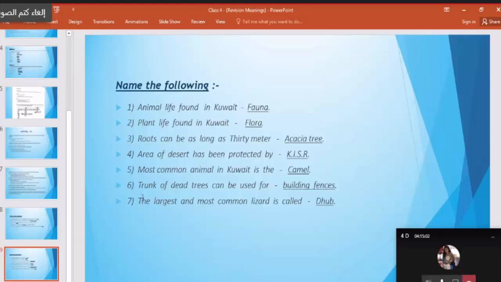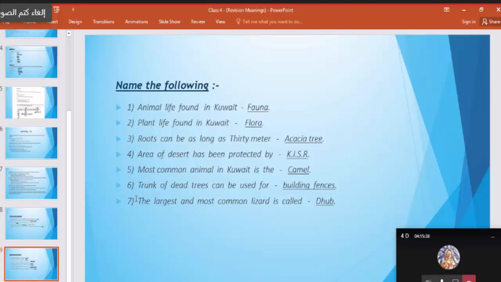Okay, sixth one. The camel is defined because the Kuwait is built above the desert. Yes, okay, who else wants to say again about the camel? Camel is the most needed. There are so many camels in Egypt.